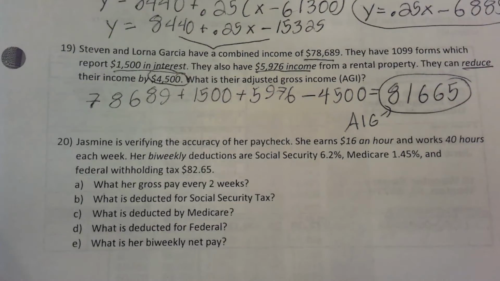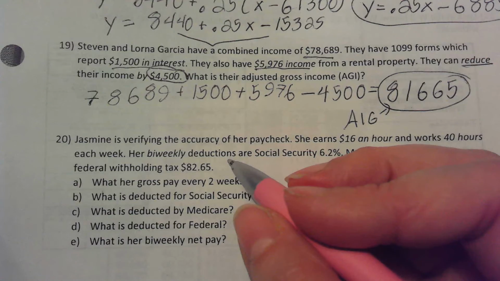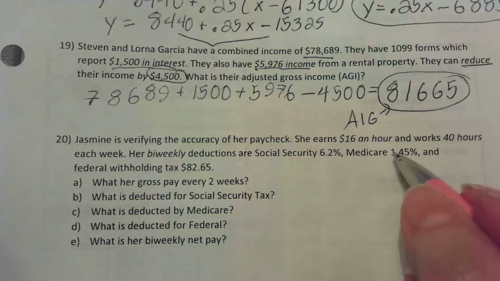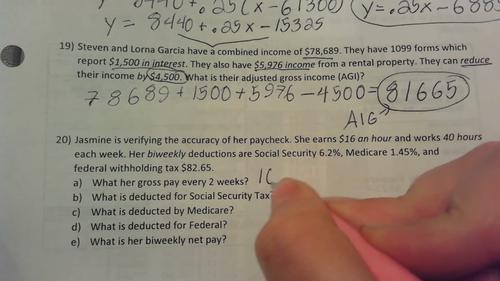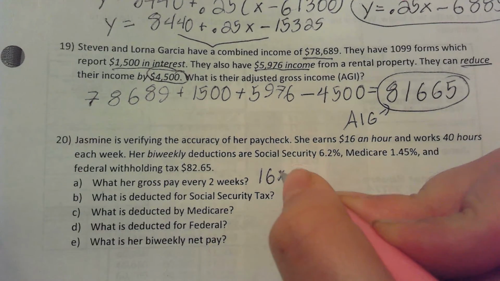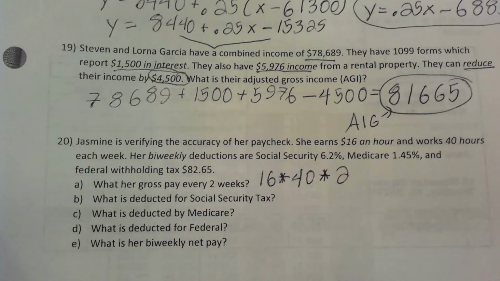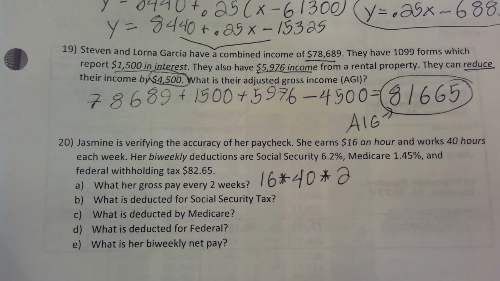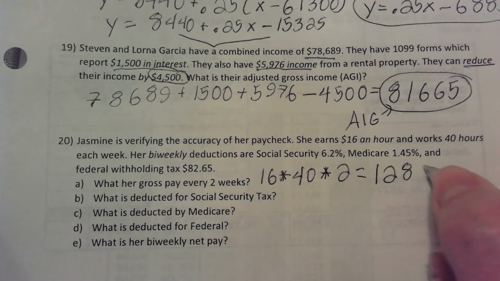Okay, Jasmine is verifying her paycheck. She earns $16 an hour and works 40 hours each week. What's her gross pay every 2 weeks? So it's going to be 16 times 40 times 2, because she gets paid every 2 weeks, so 16 times 40 hours every week. So she gets 1,280.